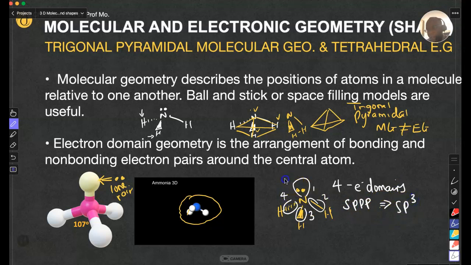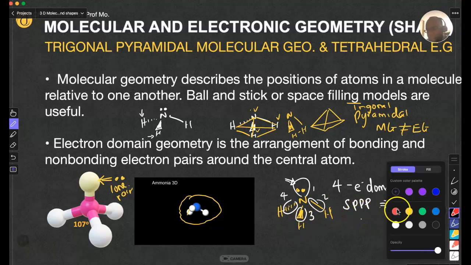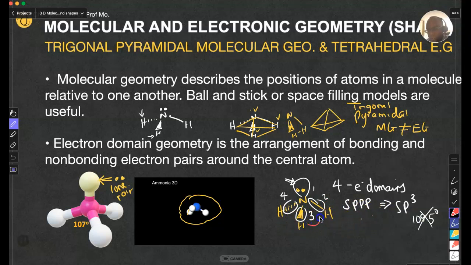Again, does the lone pair take part in resonance? No, there's no double bond next door to do resonance, so we count it as an electron domain. So the bond angle, though, is not going to be 109.5. The reason is because the lone pair takes much room. So the bond angle right here is not going to be 109.5. I believe it's going to be something to do with 107 degrees for ammonia, and the reason is the lone pair takes much room.